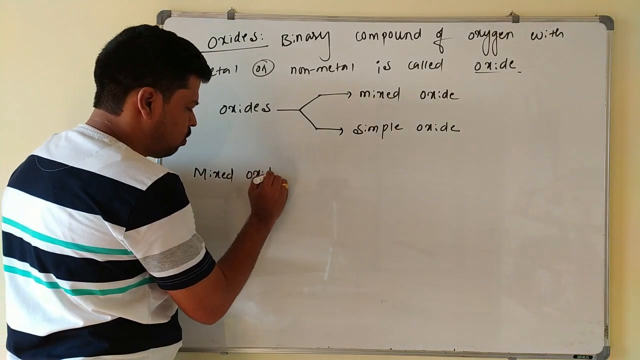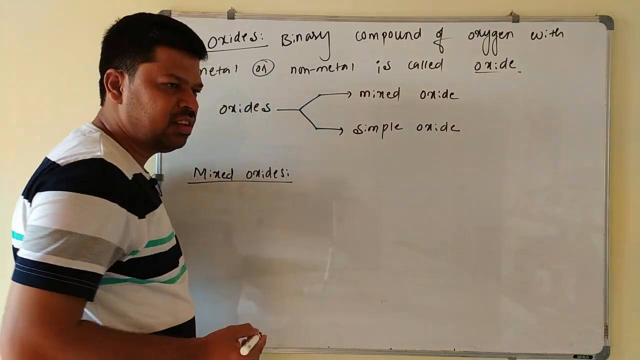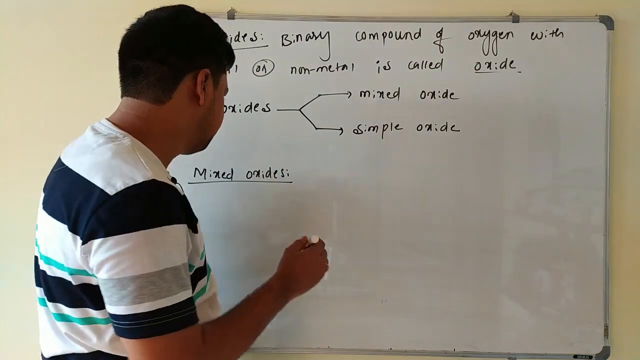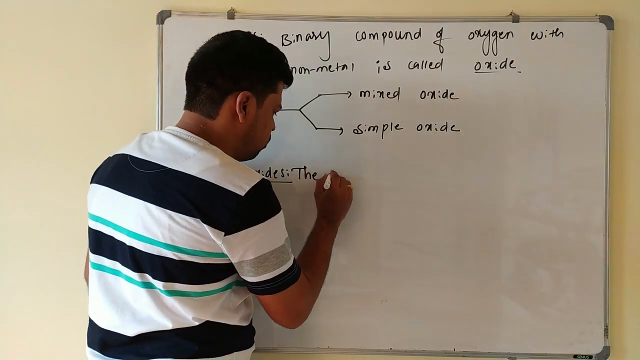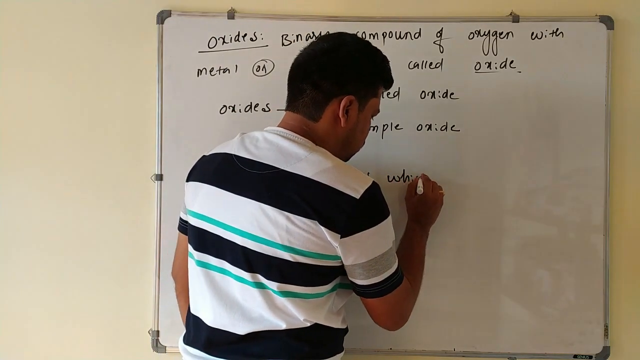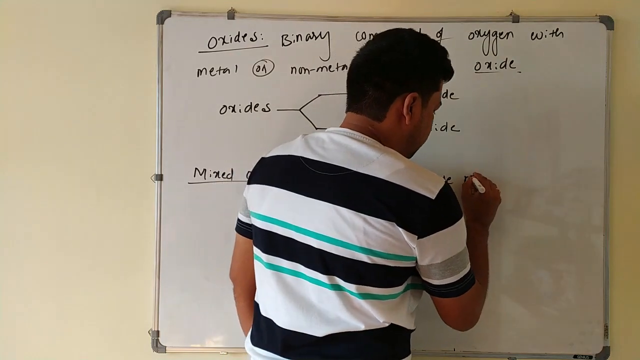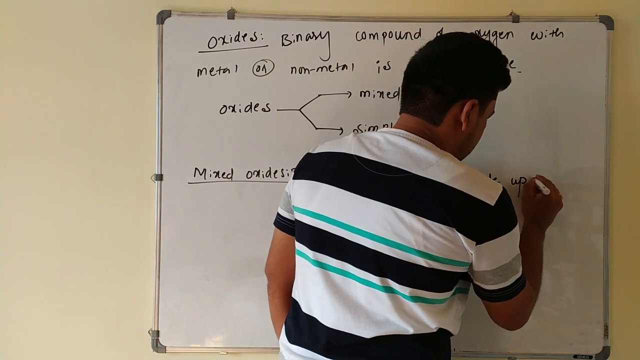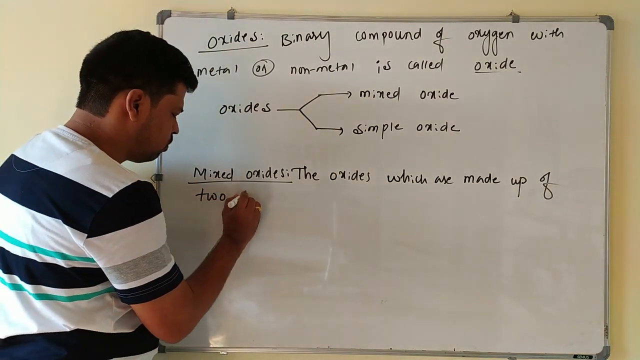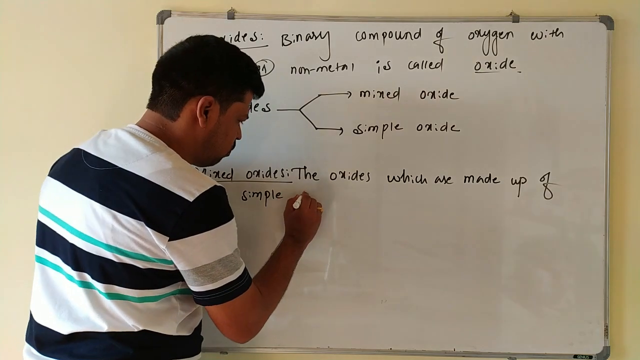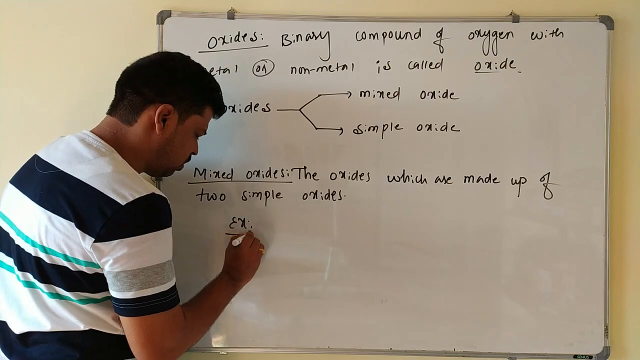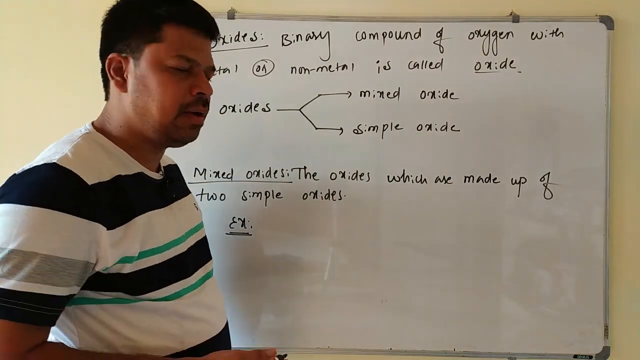Mixed oxides. These mixed oxides are nothing but the oxides which are made up of two simple oxides. Example: you have to combine two simple oxides so that you will get a mixed oxide.